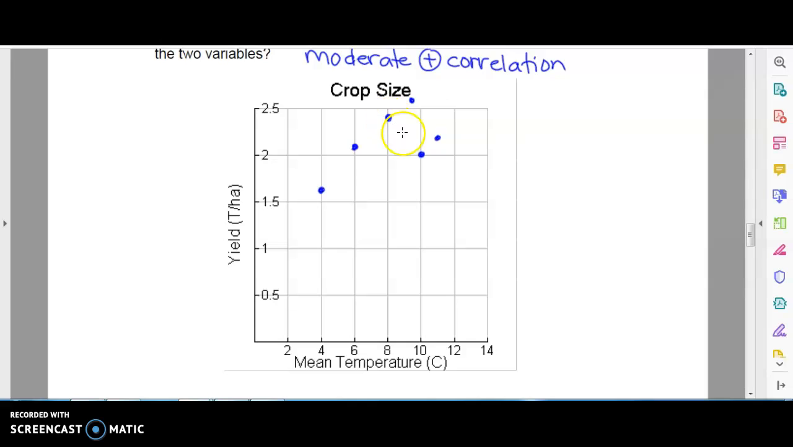Moderate because the data points are forming a trend going up and to the right, but they're not super close together, so that's why they're moderate. And because they're generally going up and to the right, that's why it's a positive correlation. Okay, so we could say that graphically, moderate positive correlation.